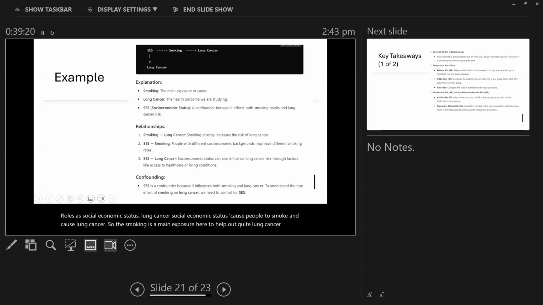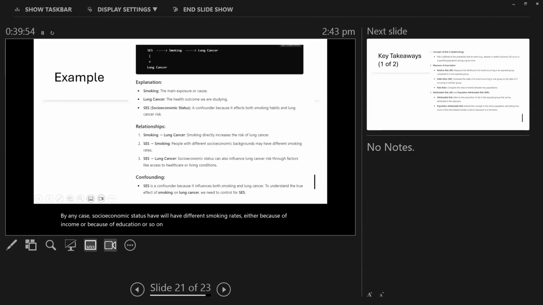But I need to adjust for SES, because your socioeconomic status will affect your smoking, and it also affects your lung cancer risk. So once you have this relationship, smoking causes lung cancer. Those with low SES may have different smoking rates. So SES also affects smoking. Usually lower socioeconomic status may smoke more, but in Singapore the tax rate is quite high, maybe it's the other way around. But in any case, socioeconomic status will have different smoking rates, either because of income or because of education, and so on.